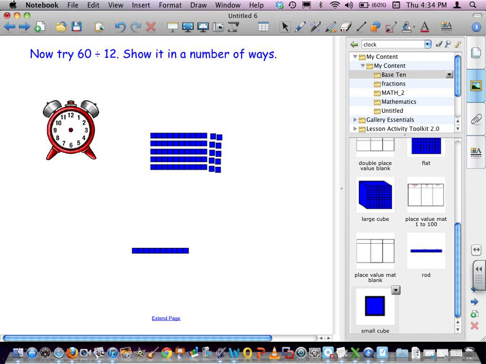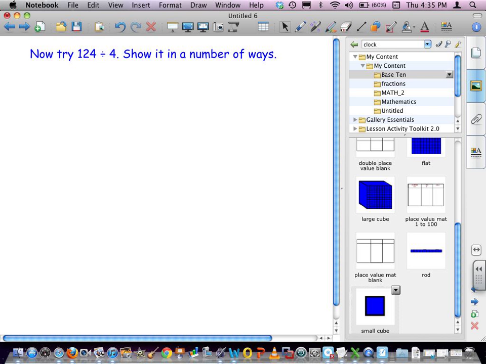Sometimes we use some other strategies. So maybe we'll save those for later. I want to move into kind of a fair sharing notion. How might you do that?